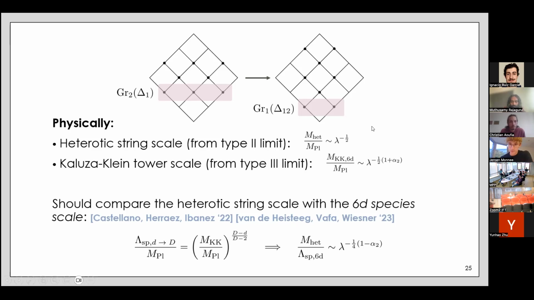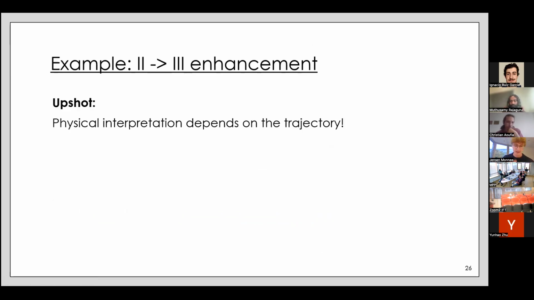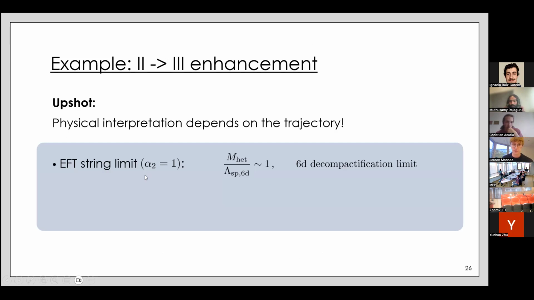So you can compute this, of course, using some squiggly line physics. And you'll find this result. And importantly, you see that whether the heterotic string scale becomes light in 6D Planck units depends on the value of this alpha 2. Right? So it depends on the trajectory. How does it depend? Well, if this alpha 2 is equal to 1, then this ratio will be order 1. So the heterotic string scale is not light in the 6D frame. And so it's just a 6D decompactification limit. And notice that this case where alpha 2 is equal to 1 is exactly what I earlier referred to as an EFT string limit, because this is the case where the two saxions scale at the same rate.